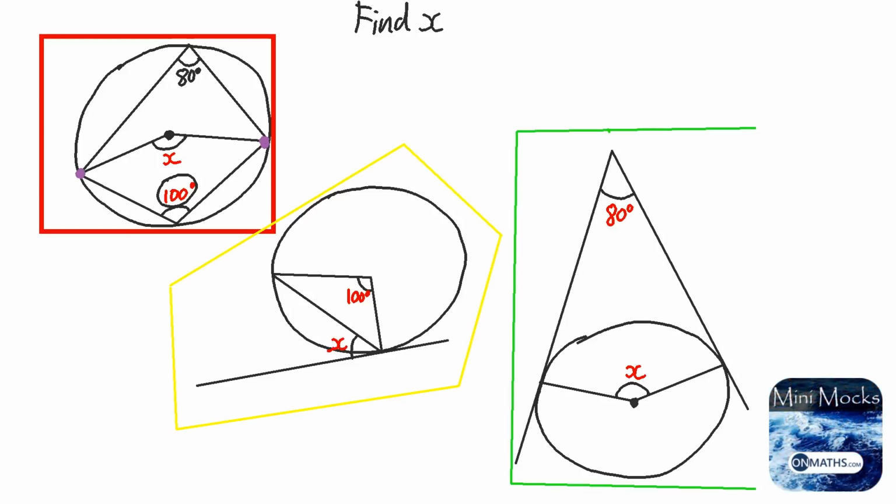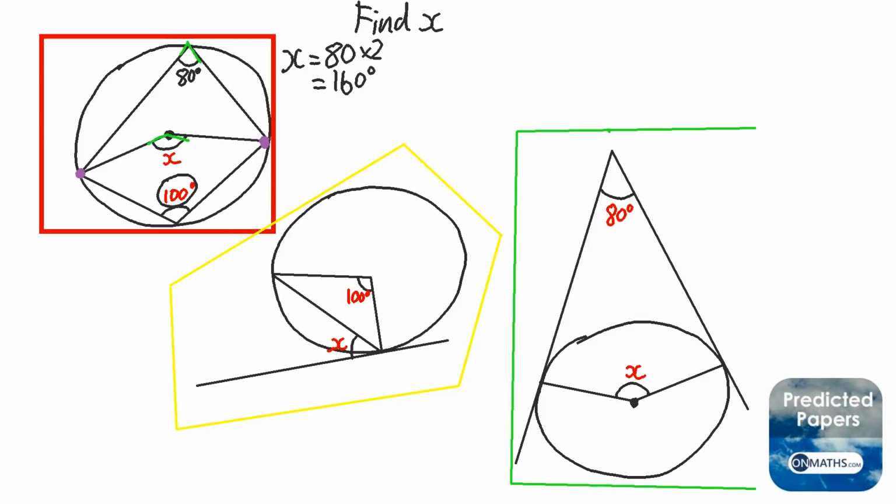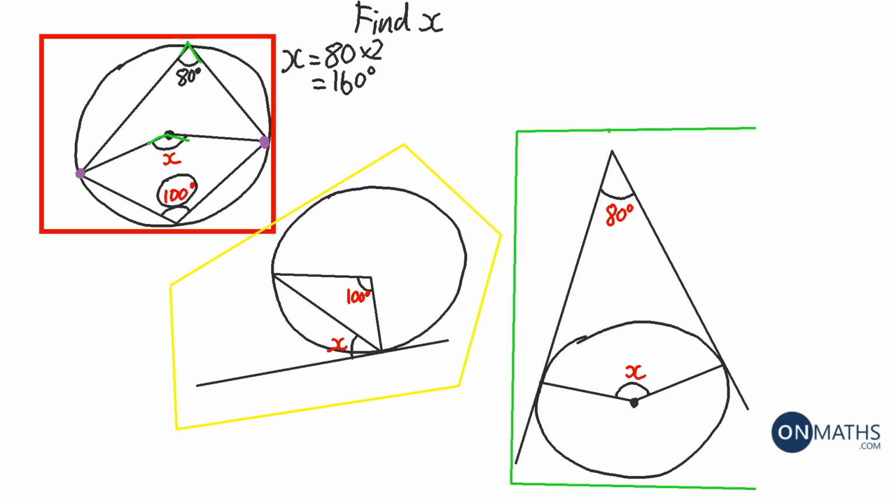So here's the angle at the center, and here's the angle at the circumference. So x is going to be twice as big. So x for this one is going to be 80 times 2, which is 160 degrees. So there is another way of answering this question, but the two circle theorems that I've used are opposite angles in a cyclic quadrilateral add up to 180, and the angle at the centre is twice the angle at the circumference.